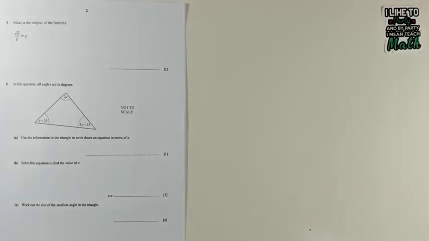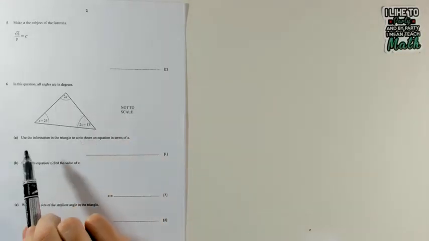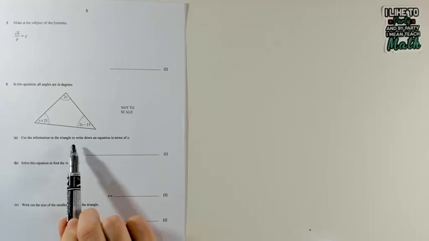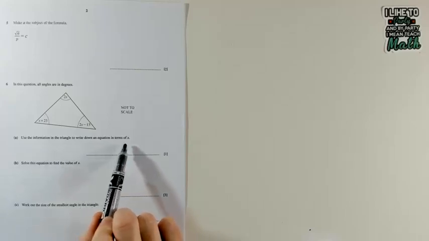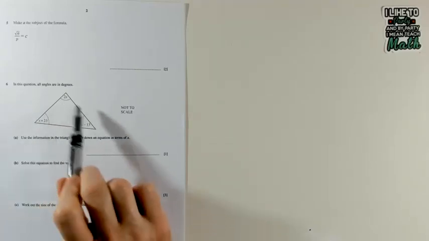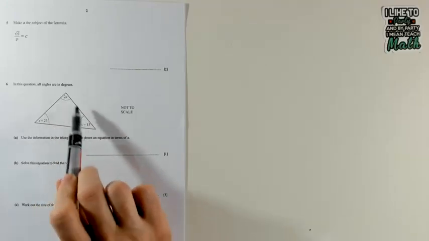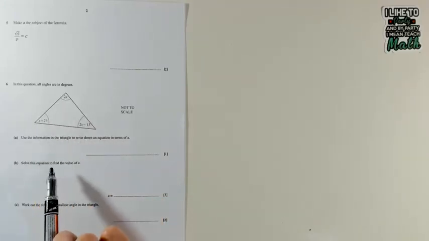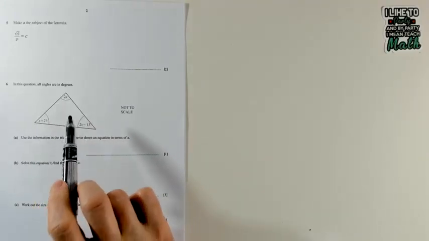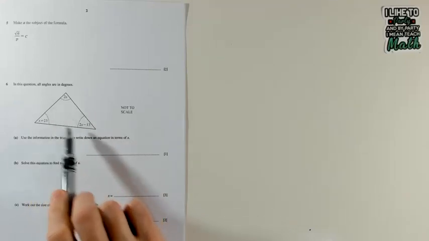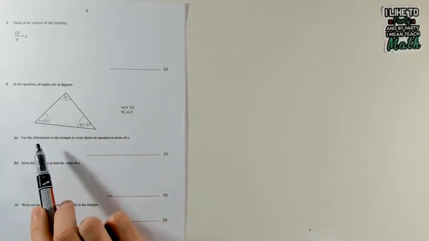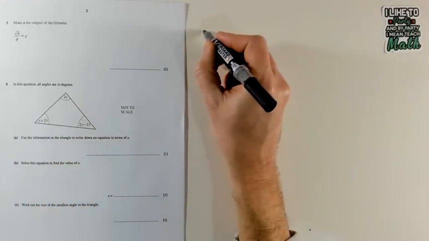In this question, all angles are in degrees. Use the information in the triangle to write down an equation in terms of x. Because it's a triangle and there are angles, I know the 3 interior angles are equal to 180 degrees, and they gave me the values for each angle. It doesn't look nice, but they're still values.